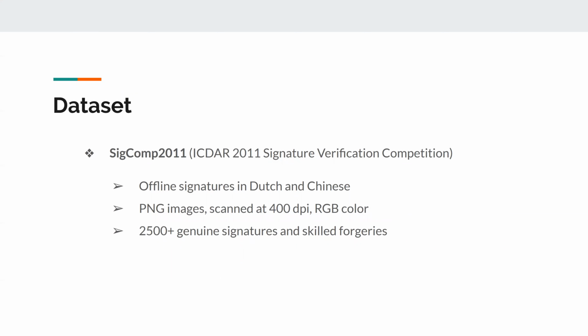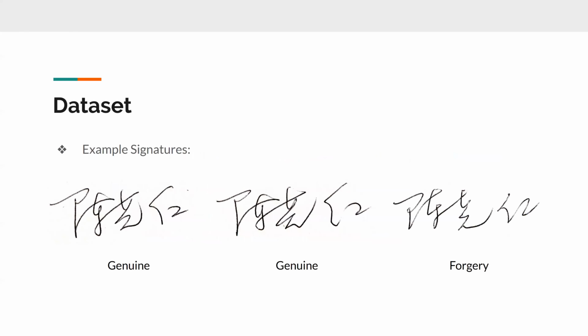Our data set is from the ICDAR 2011 Signature Verification Competition. We use its offline signatures in both Dutch and Chinese. We have in total over 2,500 genuine signatures and skilled forgeries. So here are some example signatures. We noticed that the skilled forgeries actually resemble the genuine signatures to a large extent.